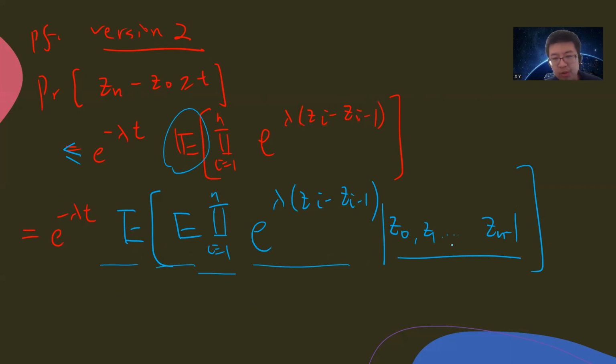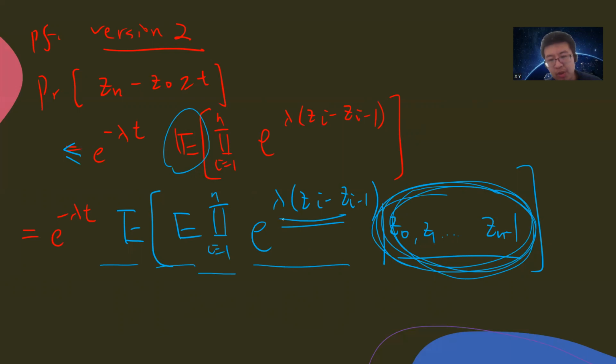So this is the expectation over this, and in the middle you just take this. But the problem is that if you fix this, then this probability will only be a constant, since you already condition on the previous z0 up to z_{n-1}. So that means you can write this as exponential lambda t and separate it into these two expectation values.